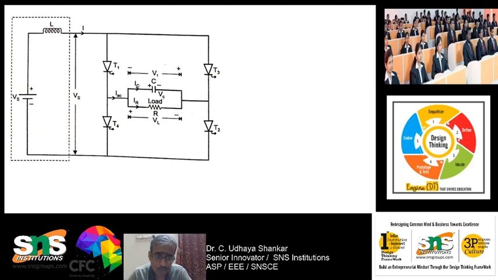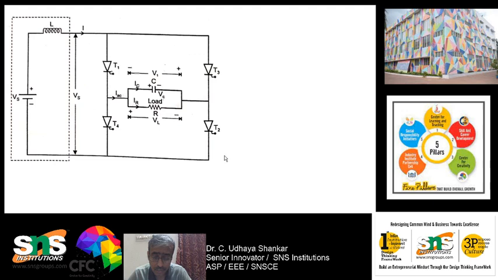So the capacitor is used to store the charge in order to force commutate this SCR. If the capacitor is not there, then this thyristor cannot be switched off. So in order to commutate this T1 and T2, I am using this capacitor, and similarly in order to commutate the T3 and T4, I am using this capacitor.